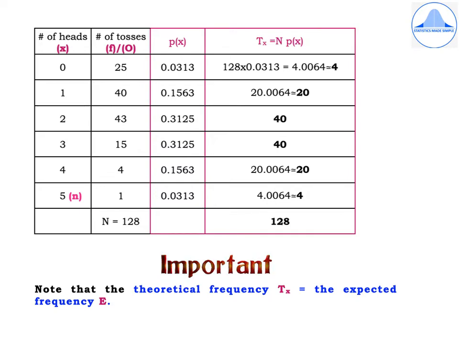So when we add the theoretical frequencies 4, 20, 40, 40, 20 and 4, which are highlighted in black color, it gives us the total as 128. So the sum of the theoretical frequencies and the sum of the observed frequencies should match and both are equal to 128. Note that the theoretical frequency Tx is also called as the expected frequency, which is denoted by E when we do chi-square test for goodness of fit. So till here, if we fit the binomial distribution correctly and find out the expected frequencies, it carries 5 marks. Now the remaining 5 marks is testing whether the binomial distribution is a good fit to the given data or not.